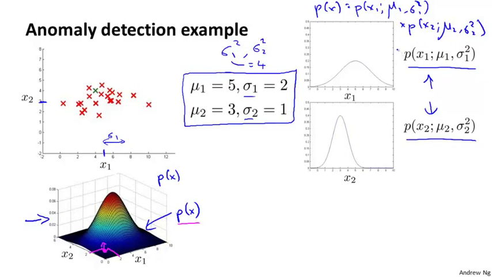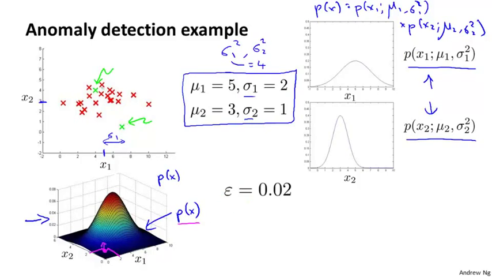Let's say we have a couple new examples. Maybe I have a new example there. Is this an anomaly or not? Or maybe I have a different example, a second example over there. So is that an anomaly or not? The way we do that is we would set some value for epsilon. Let's say I've chosen epsilon equals 0.02. I'll say later how we choose epsilon.